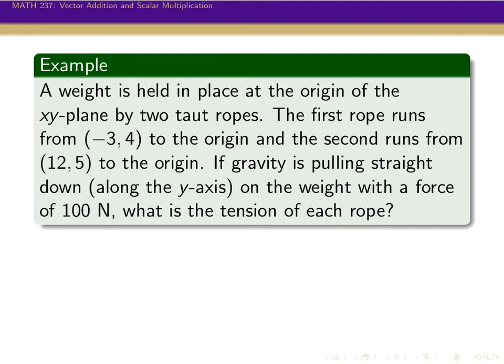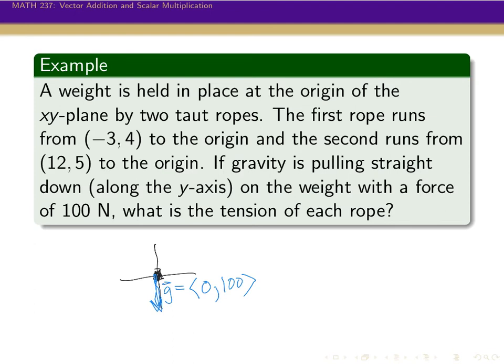Okay, so let's draw a quick picture. So our weight here is at the origin. Okay, gravity is pulling straight down, and we said that the total force of this is 100. So if we want it to be 100 straight down, what are the components of this going to be? Well, it's not pulling left or right at all, so it's going to be 0 in the x component and then 100 in the y component.